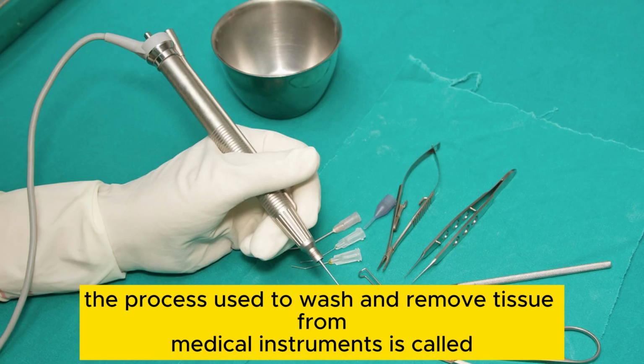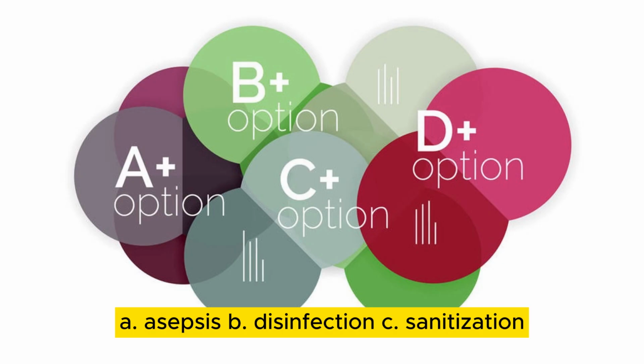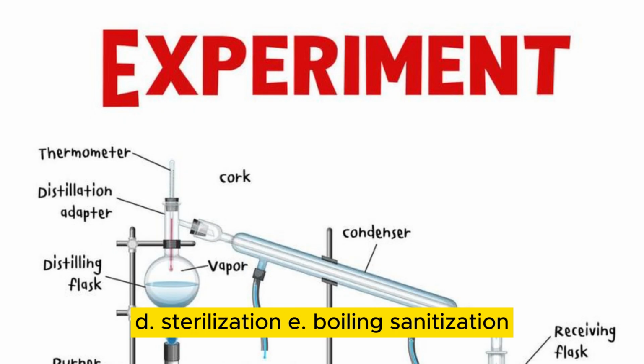The process used to wash and remove tissue from medical instruments is called A. Asepsis. B. Disinfection. C. Sanitization. D. Sterilization. E. Boiling. Answer: Sanitization.